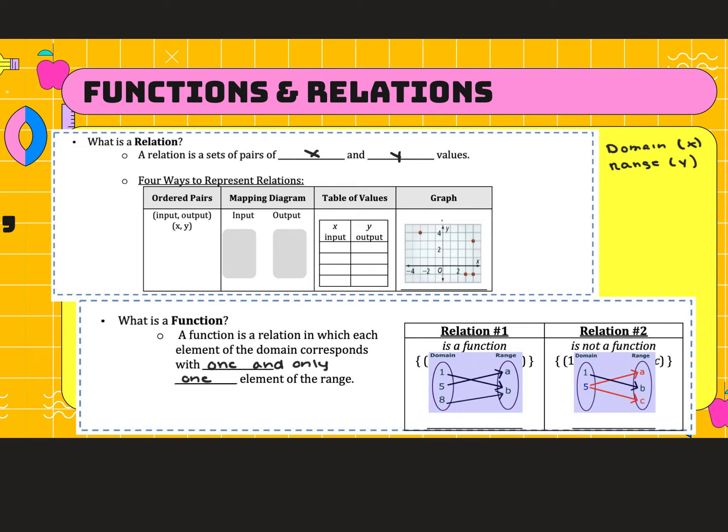If we look at the examples here, the first one, the relation is a function because we can see each x value has one and only one y value. When we look at what's not a function, we can see that this x value of 5 has two different outputs of a and c.